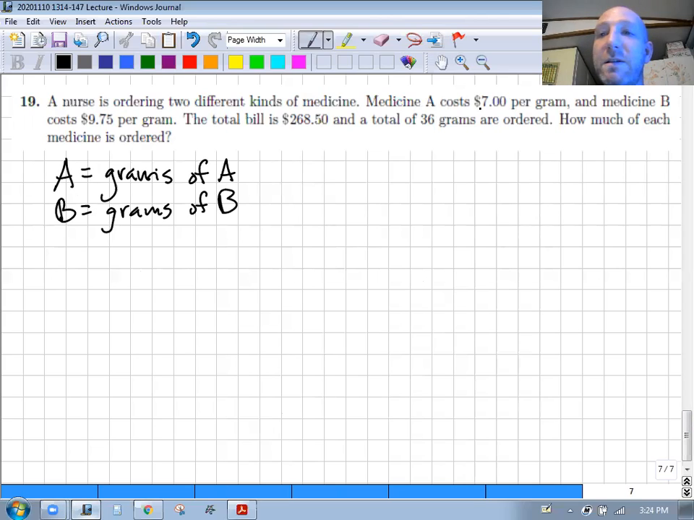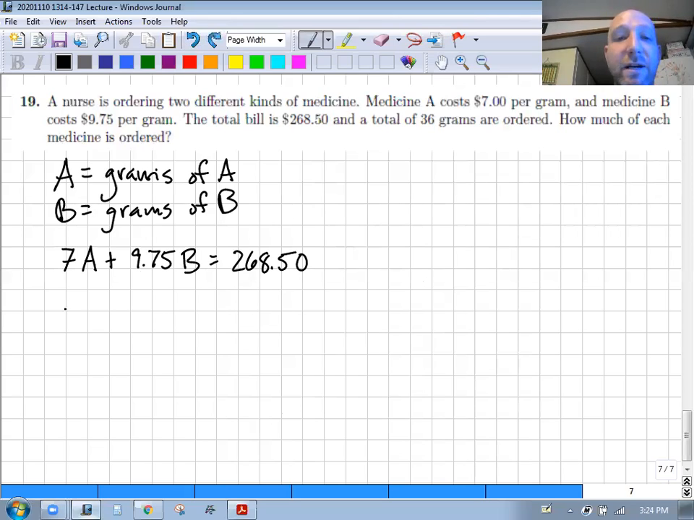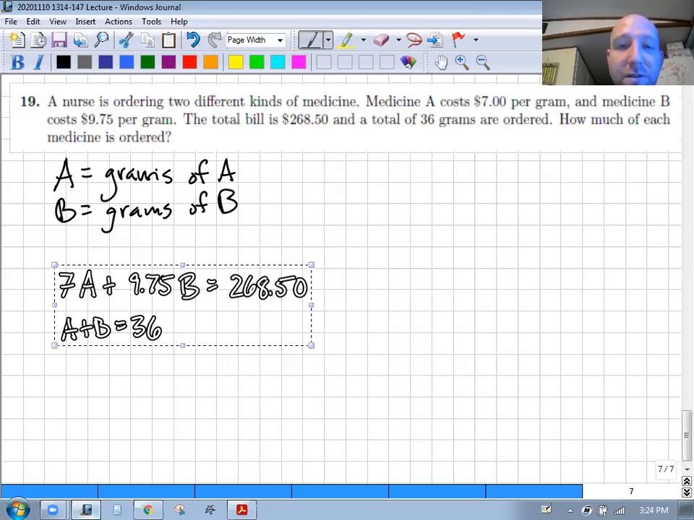All right, they tell us A costs $7 a gram and B costs $9.75, and they tell us the total bill. So if we take $7 times the number of grams of A and $9.75 times the total grams of B, we should get $268.50, the total price. We also know a total of 36 grams are ordered. So if we take grams of A and grams of B, it should add to be 36. Let me put this one first.